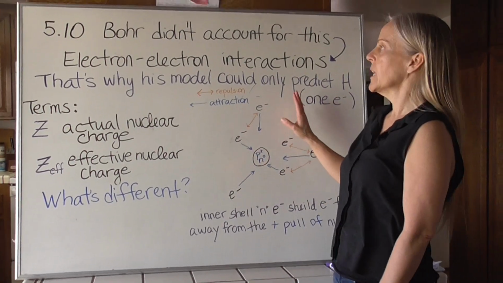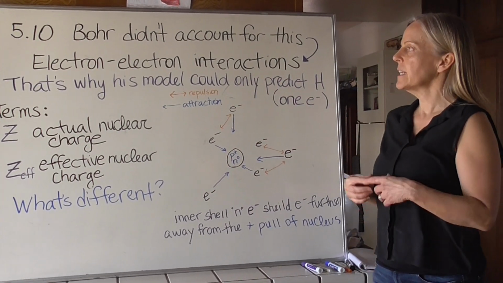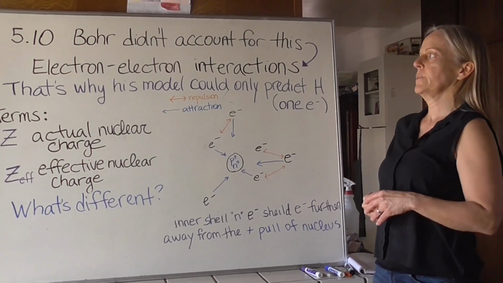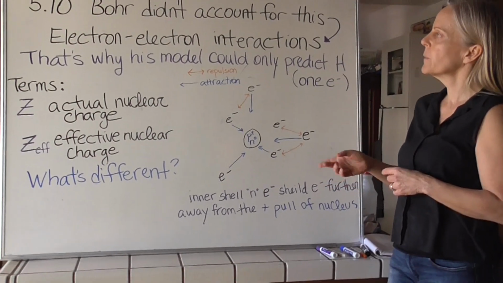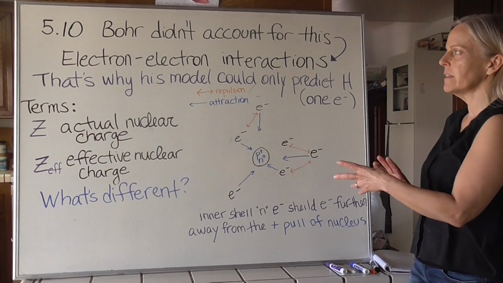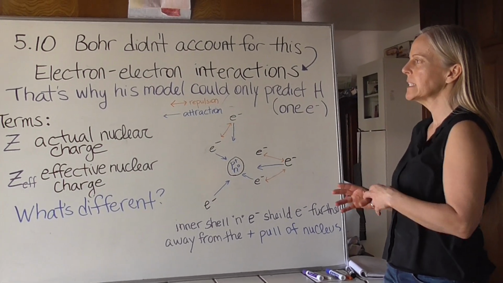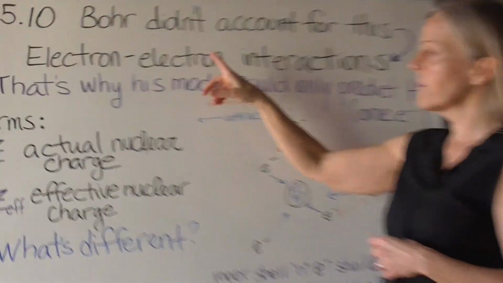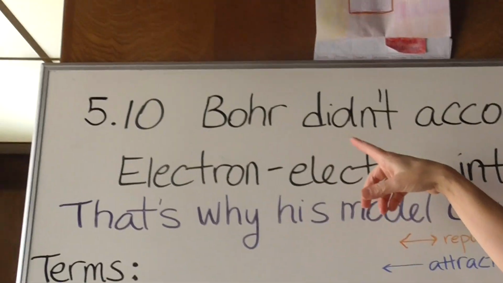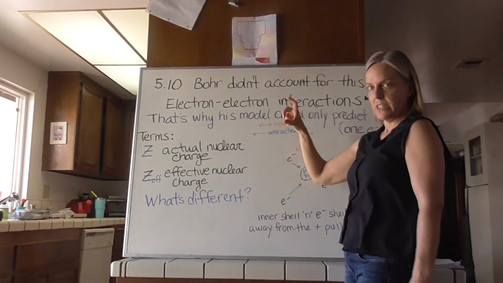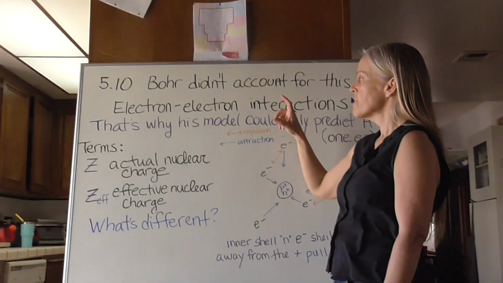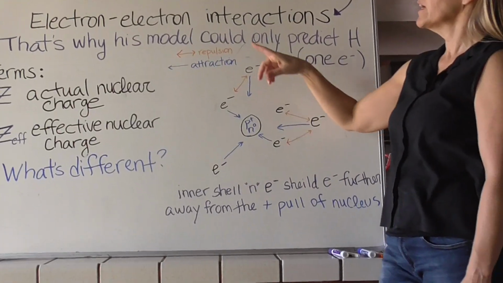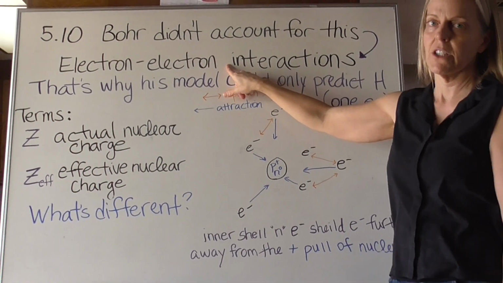Okay, so this week we're going to add on to what we talked about last week. So last week we had the Bohr model and then into quantum mechanics. And I had asked a question about what the Bohr model got right. And what the Bohr model got right was that there were quantized energy levels, and we still use that. What he didn't account for is the electron-electron interactions.